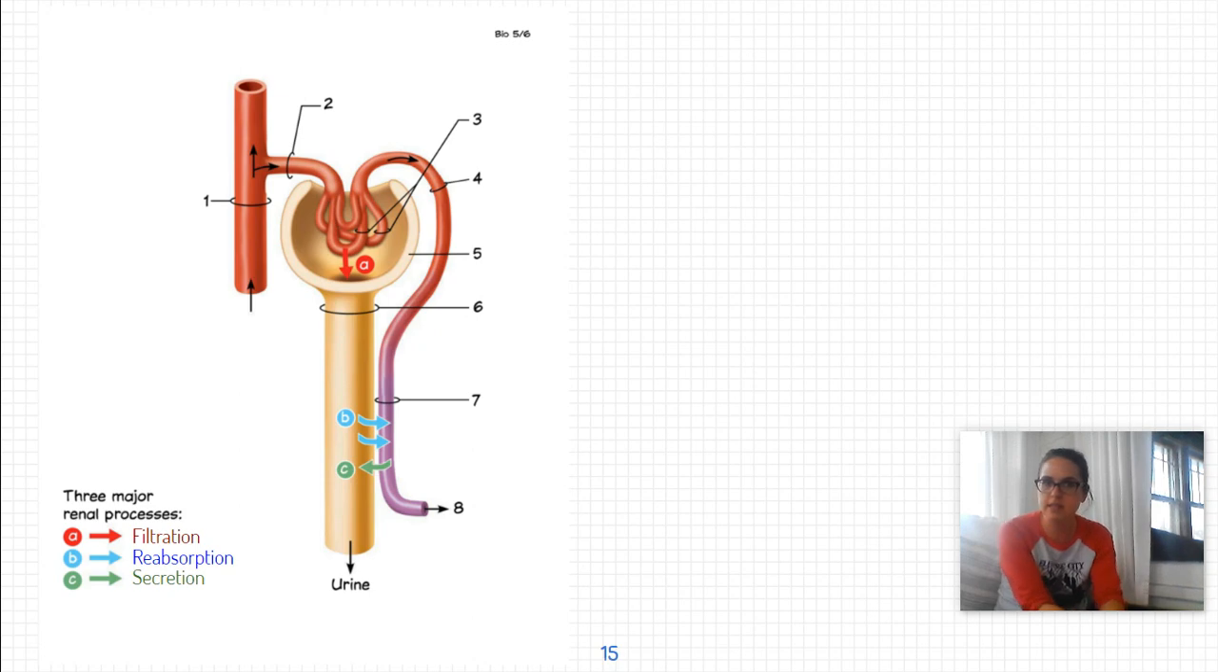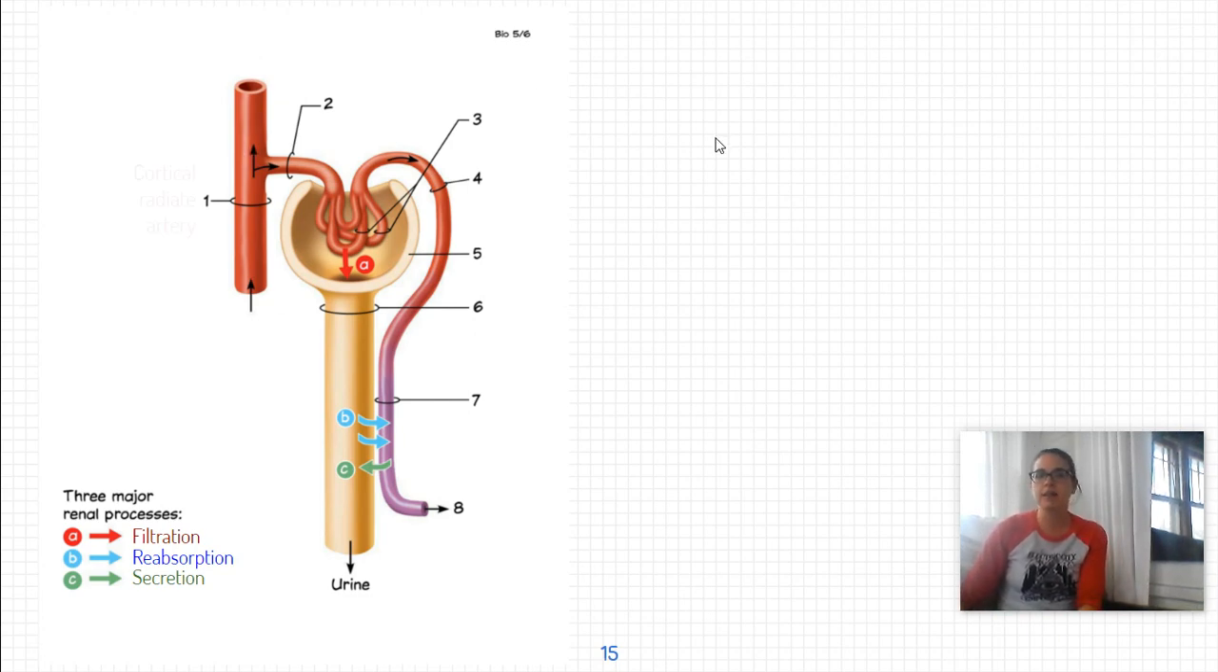All 3 of these things are important for getting the good stuff back into my bloodstream and the bad stuff out. That's the goal. We want to urinate out the bad. We want to keep the good. That is the goal of all of this. So let's go through some of these things, most of which we've already labeled on a previous picture, but now this is in a different view, in a different form of that.